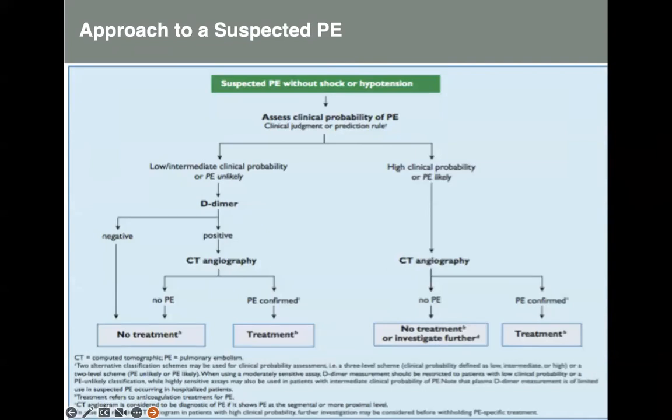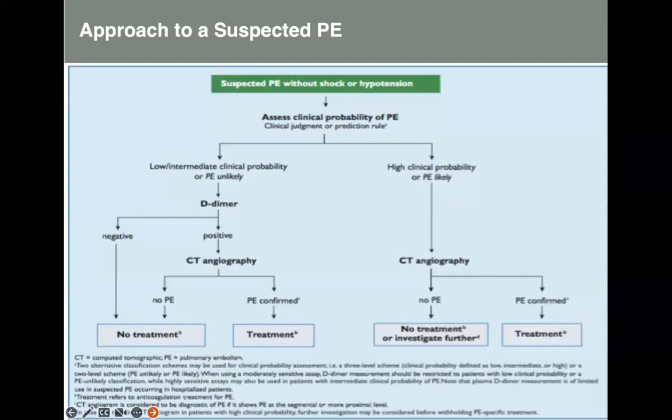What are we doing? If there's low or intermediate clinical probability of PE, do the D-dimer. If the D-dimer is negative, then no treatment. If it's positive, then you go straight and do CT angiography. If CT angiography is negative, no treatment. But if it's confirmed, then we have to start treatment.